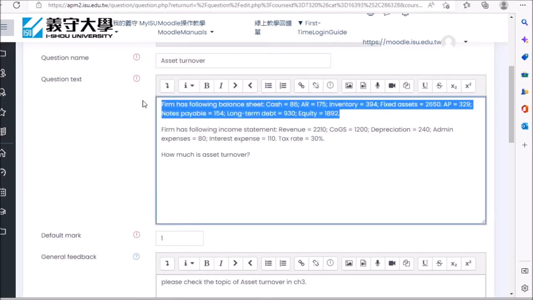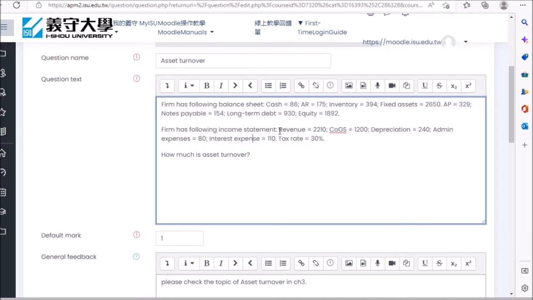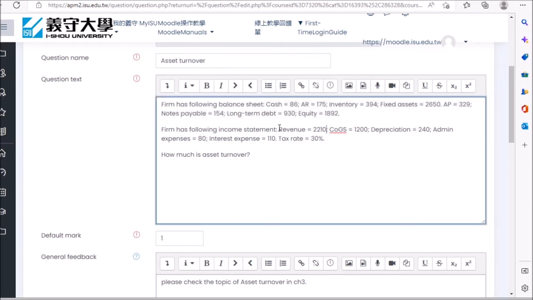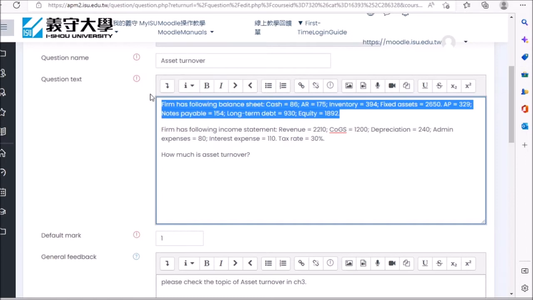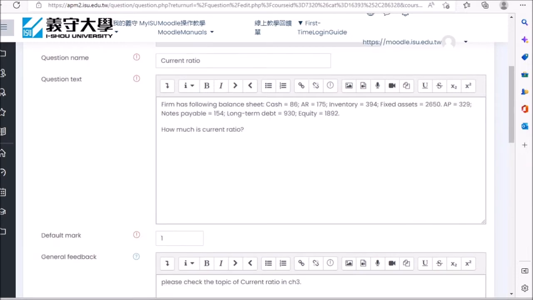You have a lot of information on the balance sheet right here and on the income statement. In the income statement, you just need the sales revenue, and on the balance sheet side, you need to calculate the total assets out of all of this information. After that, your total sales revenue divided by total assets is going to give you asset turnover, which is in this example 0.669.